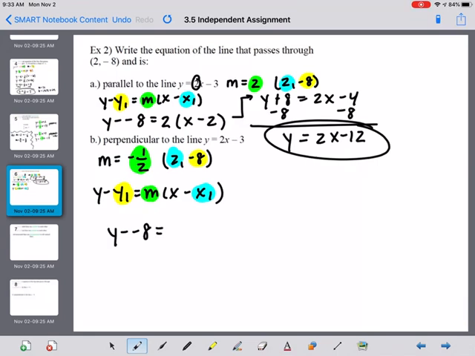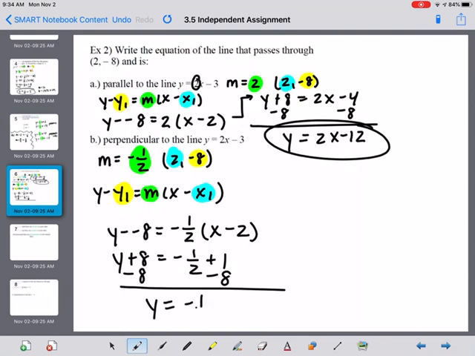Y minus -8 equals, now we have -1/2 times x minus 2. Okay, so we change this. I will distribute my negative. So -1/2 times -2 is +1. But now you'll see this is completely changing the intercept. There should be an x there. And we get y equals -1/2x minus 7. Okay?